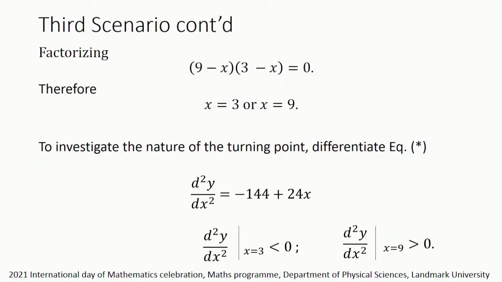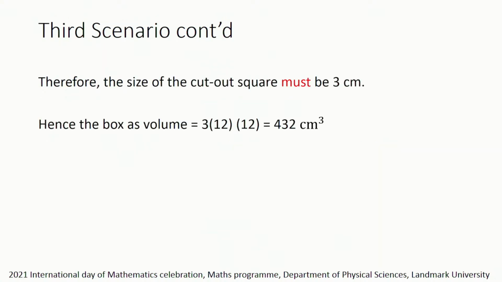Look at the simple concept, look at the simple scenario. So what is my conclusion? The size of the cutout square must be 3 centimeters, precisely. The other time, I wasn't sure, because I've not investigated so many other fractional numbers or irrational numbers, so I'm not too sure. But I know it's something around 3, but I need to be sure. So hence, the volume is 432, just like we had earlier.